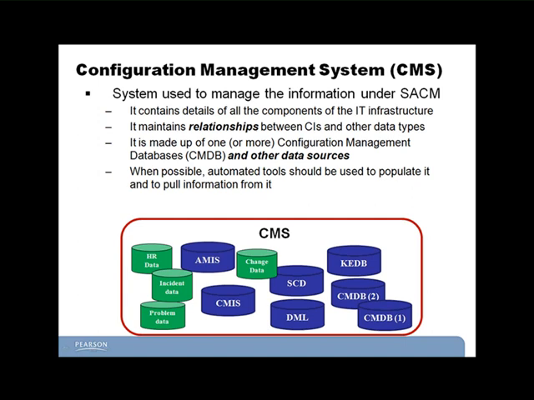The Configuration Management System maintains the relationships between CIs that are found in your CMDB and other types of data. The word relationships is emphasized here, and that's because when you think of the word relationships, you should always think of the process called Service Asset and Configuration Management, as well as the CMS. We'll talk about those relationships on the next slide.